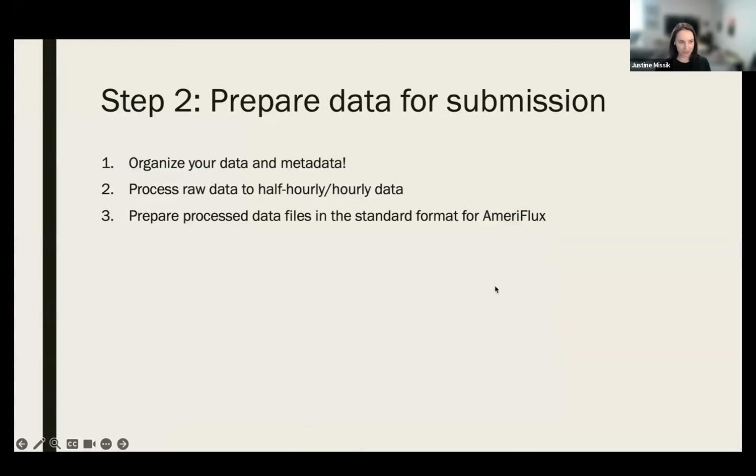Once you have your site registered with AmeriFlux, the next thing is preparing your data for submission. Going along with this, the first thing I want to talk about is some issues to do with data and metadata management. I think this is something we often don't talk about as much, but I think it's really important and will make things go a lot smoother.